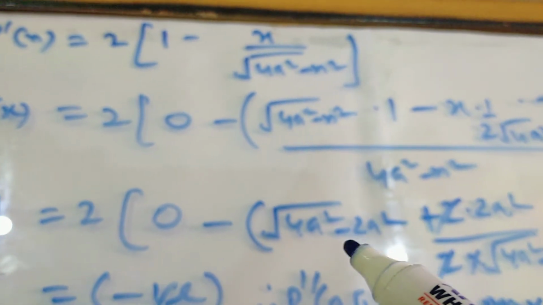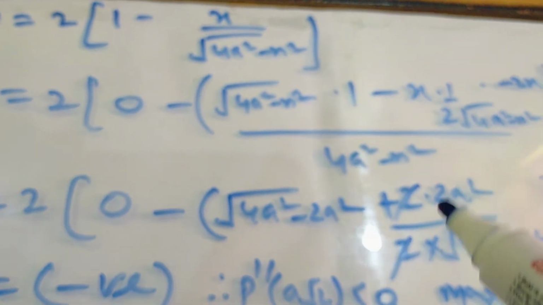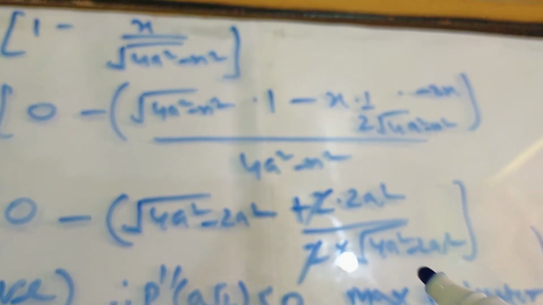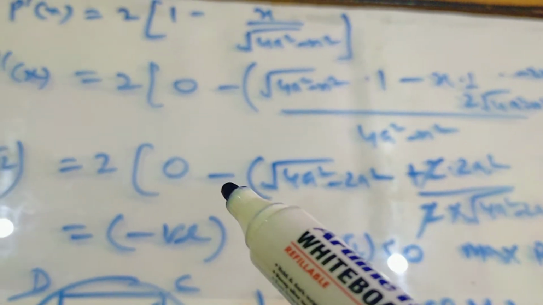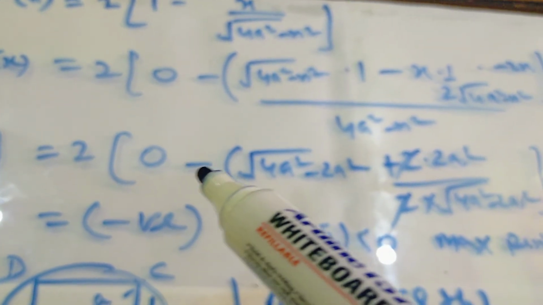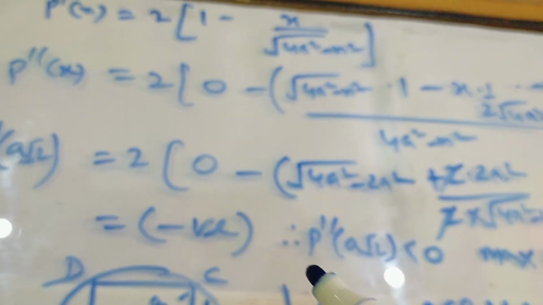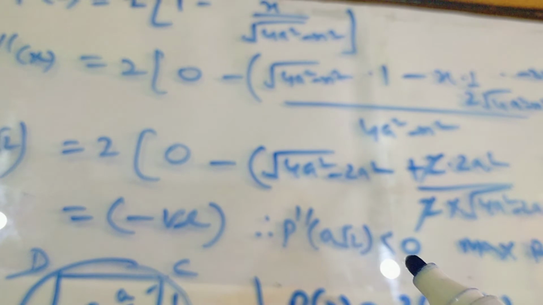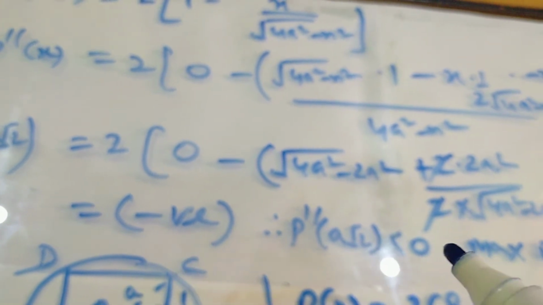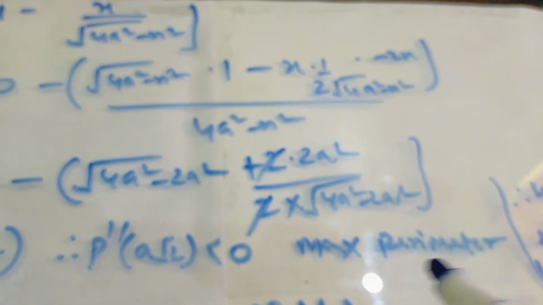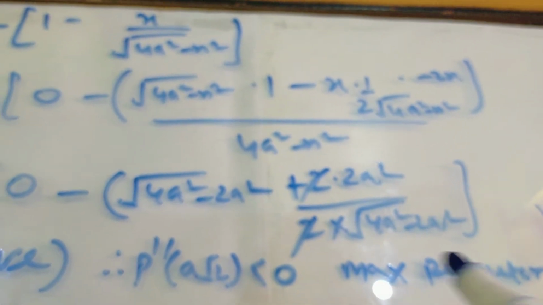So it will be 2a square here. It will be 2 into 2a square upon 2 into under root of 4a square minus 2a square. So basically you see the negative sign is in front of this portion, so this complete value is basically negative. So you can say p double dash at a root 2 is coming negative. It is less than 0. So we have proved that it is a maximum parameter for this question.